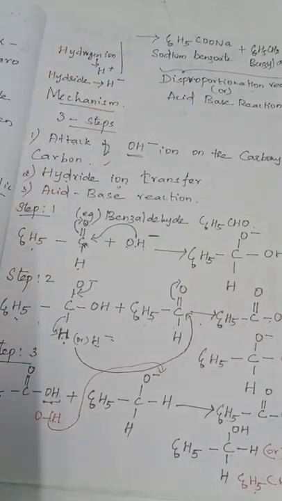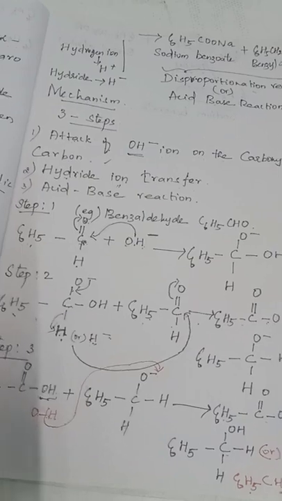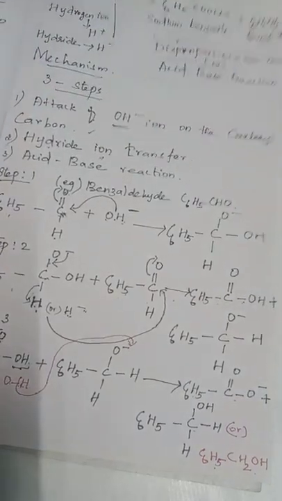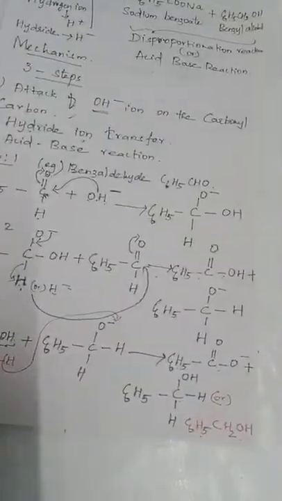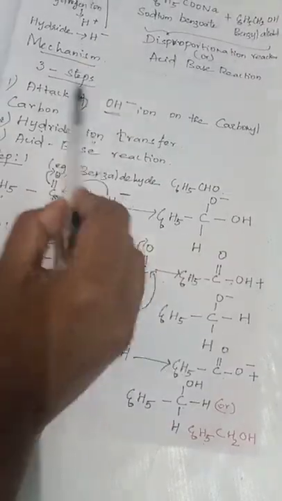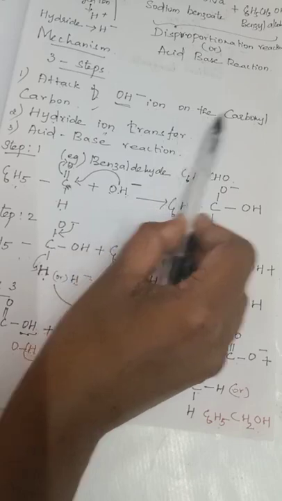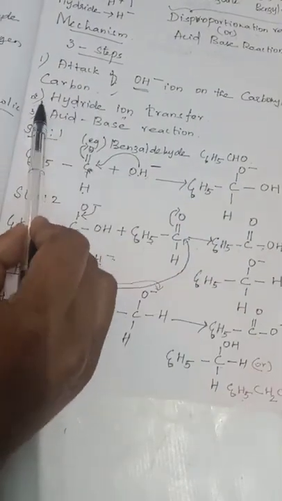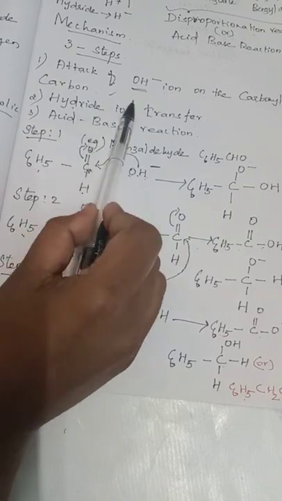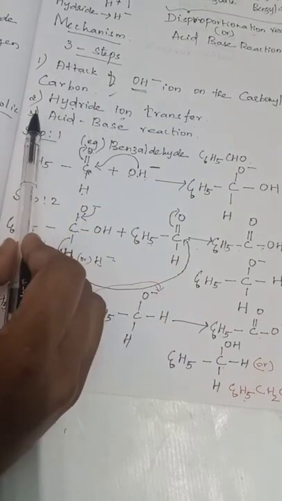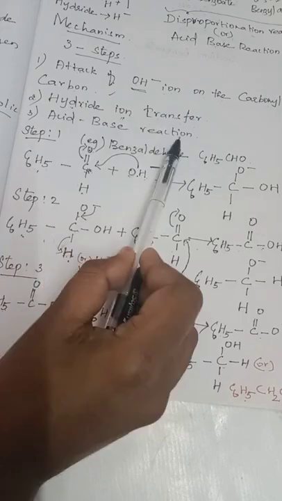Cannizzaro mechanism. So listen carefully, once again I will explain the mechanism. The mechanism occurs in three steps. First step: attack of OH minus ion on the carbonyl carbon. Then second step: hydride ion transfer. Hydride is nothing but H minus, you know very well, right? Then third step: acid-base reaction.